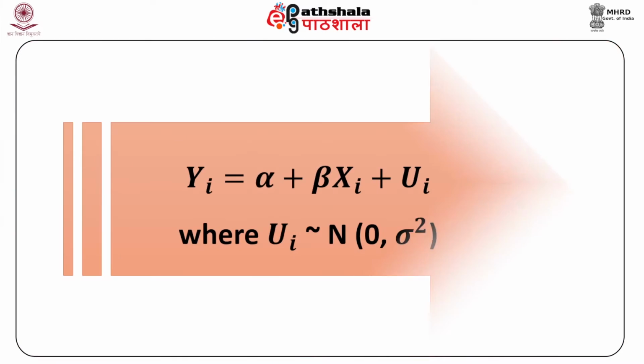Now, to be able to perform the test, we need additional knowledge of the sampling distributions of the estimators. It will be impossible to perform hypothesis testing without this knowledge, a prerequisite of which is the assumption that the error term is normally distributed. So given the model y i equals alpha plus beta x i plus u i, it simply means that u i follows a normal distribution with mean 0 and variance sigma square.